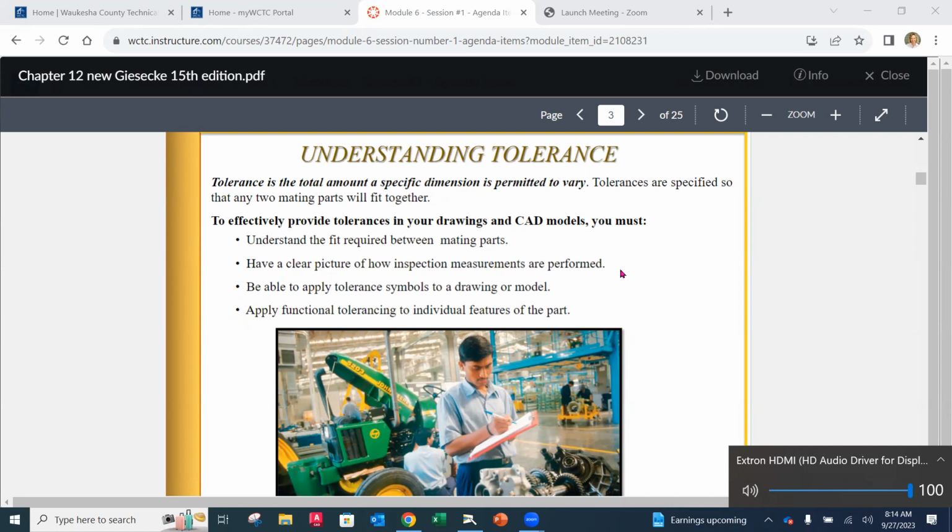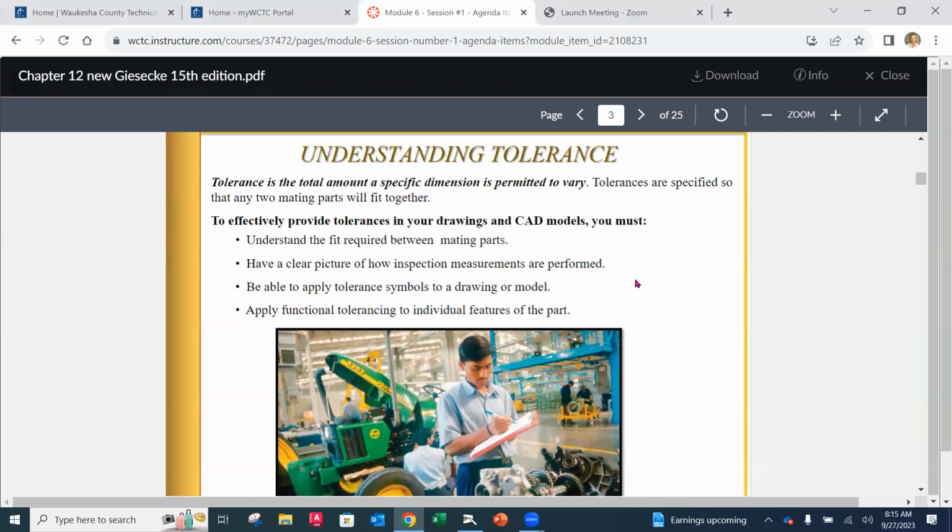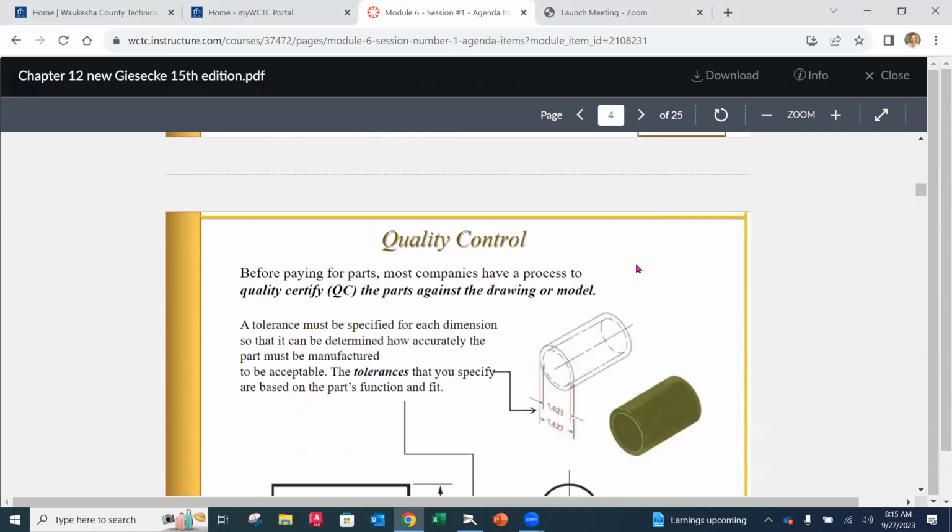You need to be able to apply those tolerance symbols to a drawing or a model. As the designer, you have to put them on per the standards, and then apply functional tolerancing to individual features of a part. So think about every one of those dimensions you put on an individual part and how it's going to affect its function in the end. Tolerancing is really important.